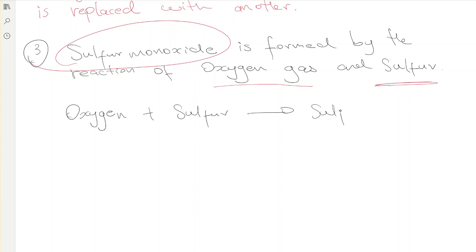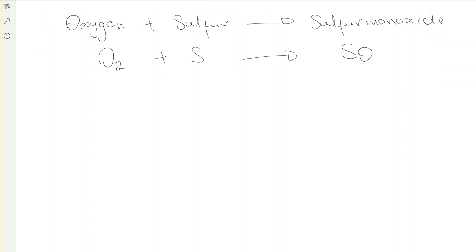Sulfur monoxide. O2 plus S to give sulfur monoxide. Who can tell me what the sulfur monoxide chemical formula is? Monoxide. Yes. So SO. And they would not be equal. Now we need to figure out the balanced equation.